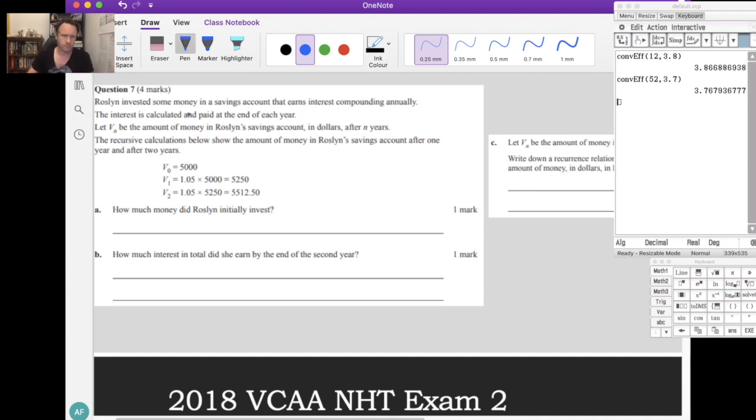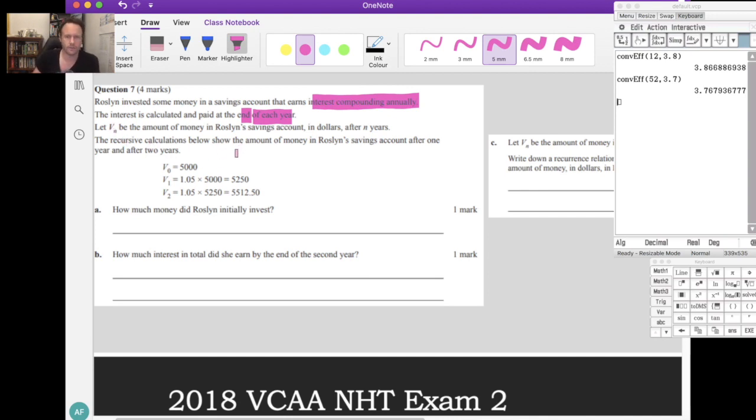This one, Rosalind invested some money in a savings account that earns compound interest, compounding annually. The interest rate is calculated and paid at the end of each year. Just reiterating that. Let VN be the amount of money in Rosalind's savings account in dollars after n years. The recursion calculations below, so they've done the recursion calculations. They haven't necessarily given us a recursion rule, but they've shown that after 2 years, Rosalind has $5,512.50. How much money did Rosalind initially invest?